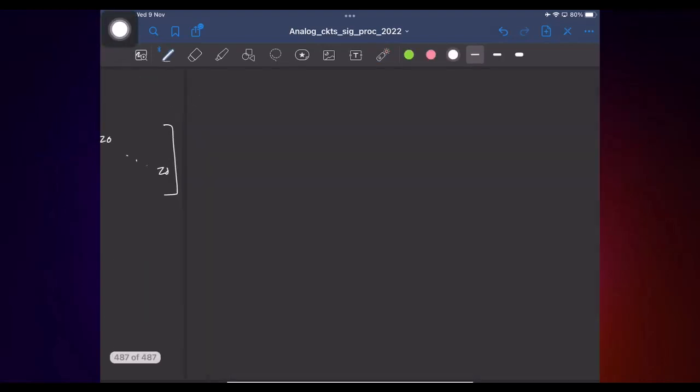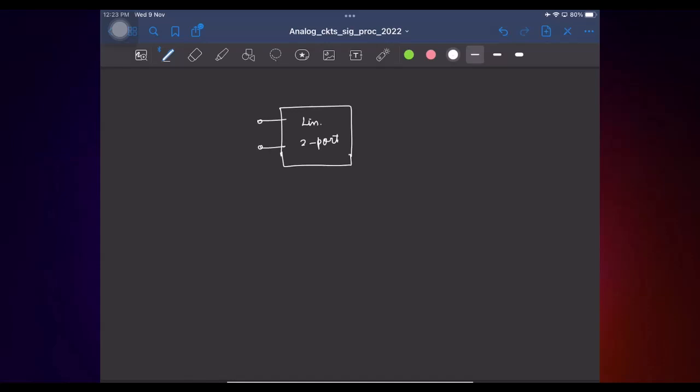Okay, so now let's get back to transmission lines. So let's say you have a two-port network, and this is a linear two-port. Say the port voltage here is V1 and the current is I1. Here the voltage is V2, current is I2.